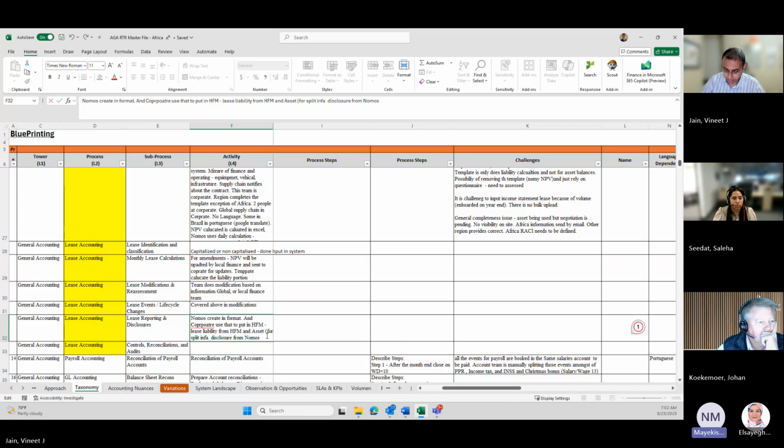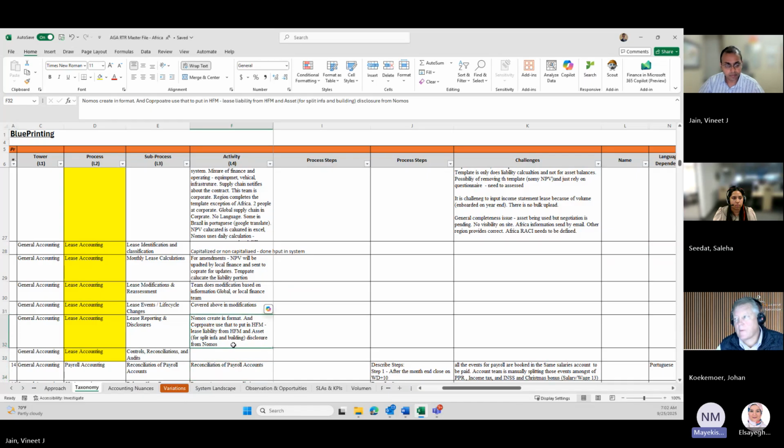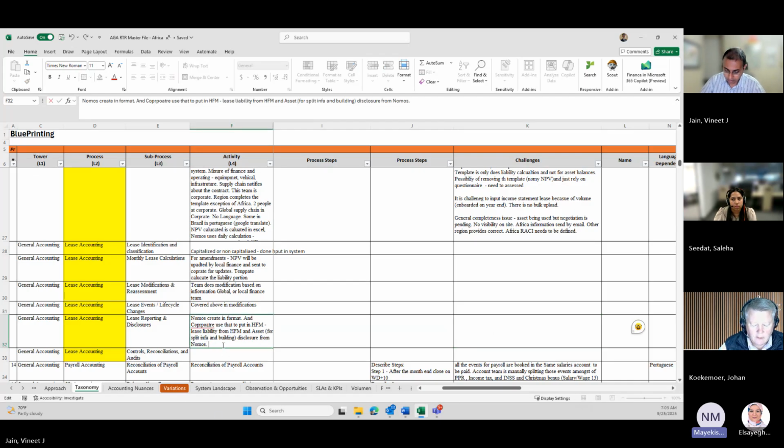In HFM, when they upload the packs, they don't split. There are accounts, but the regions don't split it. They seem to throw everything into mining equipment and infrastructure. So we use NOMOS to get the split between land and buildings, and then everything else falls into the mining infrastructure and equipment category. The reason why we don't only use NOMOS is because NOMOS doesn't have translation, and so we would lose the disclosure on translation. So we need the HFM numbers because the translation is done on that front.